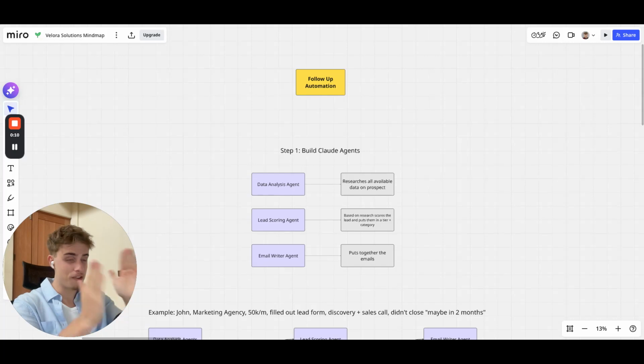I don't want you to sit there in front of your computer for 8 hours per day and just spam follow-ups to every single lead that you have. So step 1, we need to build Claude agents. For this project, we're going to use Claude, Go High Level, N8N, and the other tools that you use to gather leads and gather data.